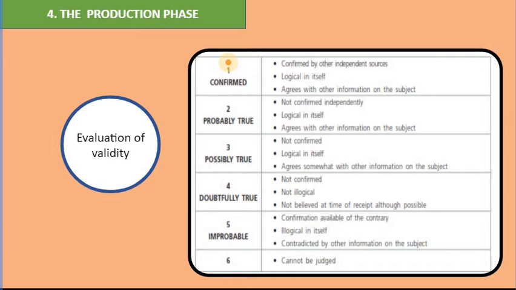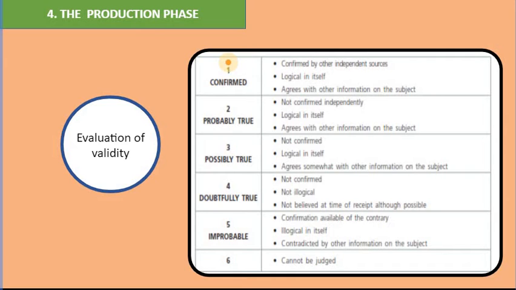And then we have 5, improbable, which means confirmation available of the contrary. Ibig sabihin talaga, hindi totoo. Pag improbable, it means hindi totoo. Kasi, for example, ito yung binigay na information ni PNP. Pina-confirm mo kay NBI, hindi daw totoo. Sabi niya ganyan. That is improbable. Illogical in itself, contradicted by the other information on the subject. Hindi talaga totoo ang laman niya.